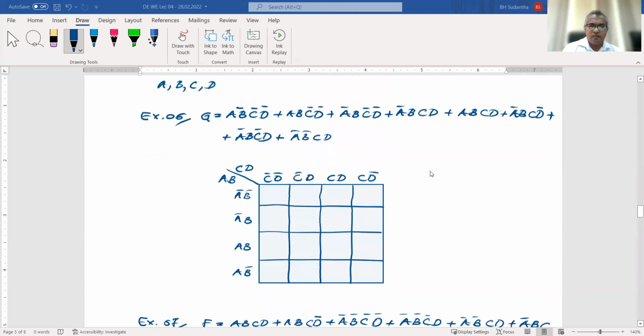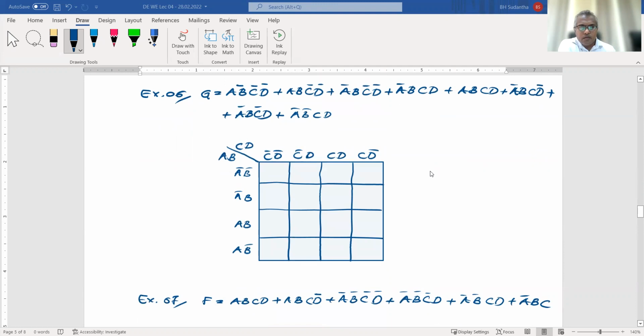Okay, we can try this one. Then shall we try A, B bar, C bar, D bar, here one, A, B, C bar, D bar, A, B, C bar, D bar, A bar, B, C bar, D bar, A bar, B, C, D, A, B, C, D, A bar, B, C, D bar, A bar, B, C bar, D, A bar, B bar, C, D. Is that correct? Is that the map you got?